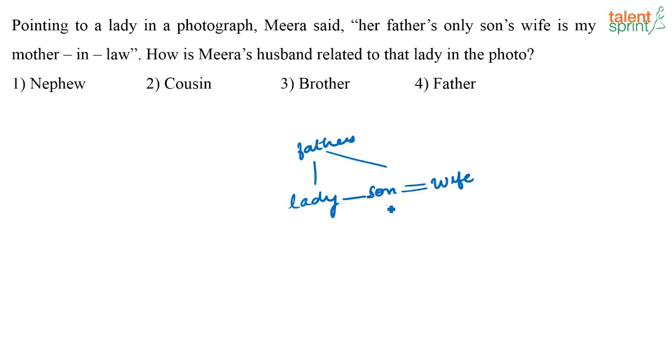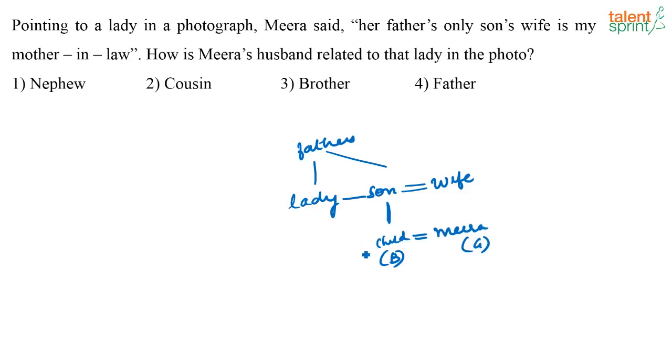So who is Meera? These two, they have a child. Their child's wife is Meera. I hope it is clear. This lady's father's only son's wife is Meera's mother-in-law. So that means this couple have a child who is the husband of Meera. They have very clearly said how is Meera's husband. So we know Meera is a female. So this father's son has a wife and they have a child who is the husband of Meera.